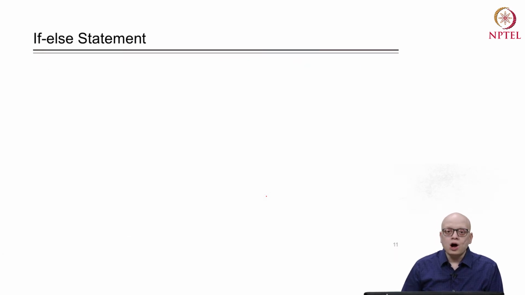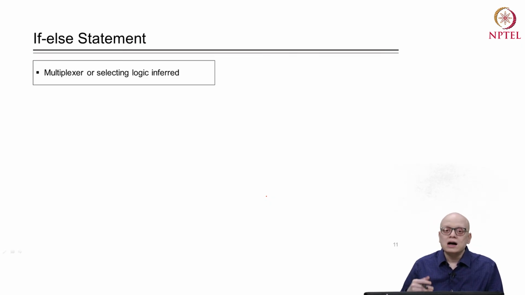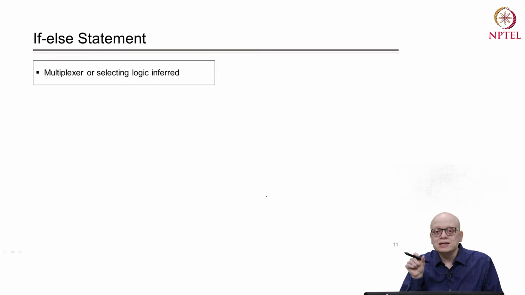Now let us look into how the if else statement will be synthesized by the RTL synthesis tool. If else is a kind of multiplexer, meaning that if something happens, then one line will be selected, otherwise some other line will be selected. So corresponding to an if else statement, a multiplexer will be instantiated in our design, and the select line of the multiplexer will correspond to the condition that appears in the if condition.